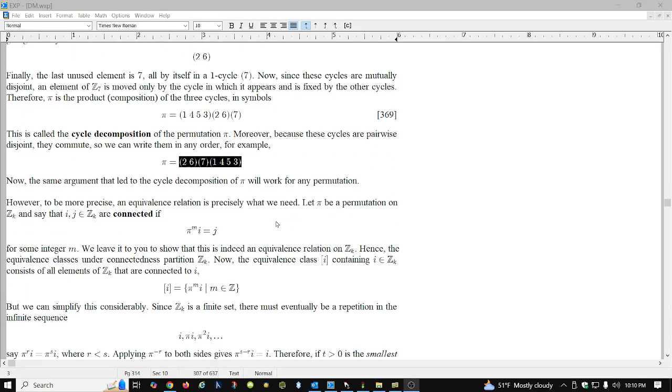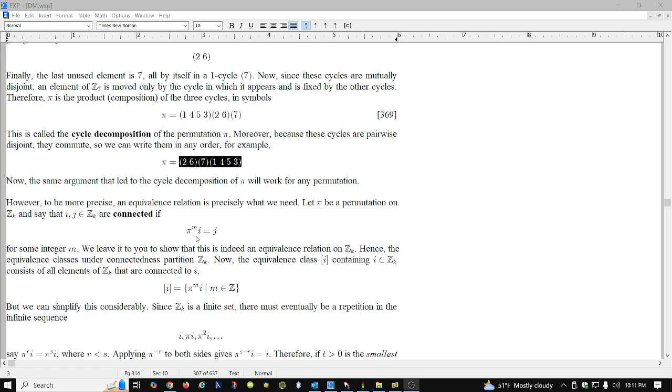But if you're not satisfied with that, which is reasonable, and you want an actual proof, this is a perfect opportunity to illustrate the power of equivalence relations. So let's go through the argument. So pi is a permutation on Zk. And I'm going to say that two elements of Zk are connected, I maybe should have said connected by pi, if some power of pi applied to i is equal to j. So you can get from i to j by applying pi an appropriate number of times.